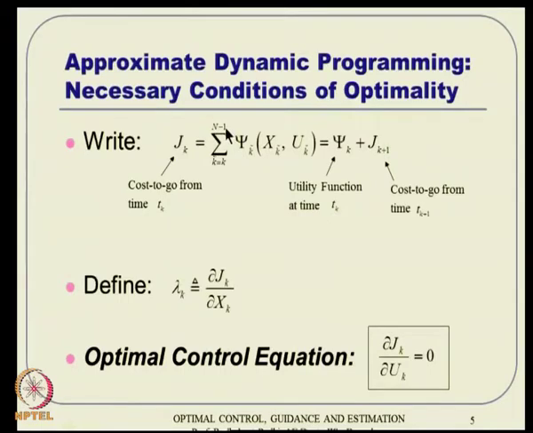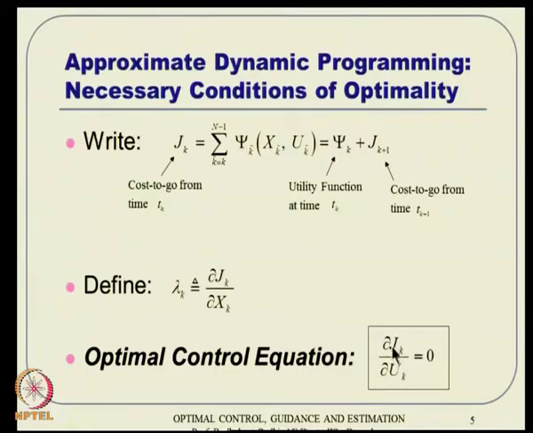If you take out the term at k, that is nothing but psi_k, and then the sum from k plus 1 to n minus 1 is nothing but J_{k+1}. As I told you in the previous lecture, psi_k is called the utility function at time t_k, and J_{k+1} is called the cost to go from time t_{k+1}. Like in dynamic programming, we will again define lambda_k as del J_k by del x_k, and then the optimal control equation will be in this form.